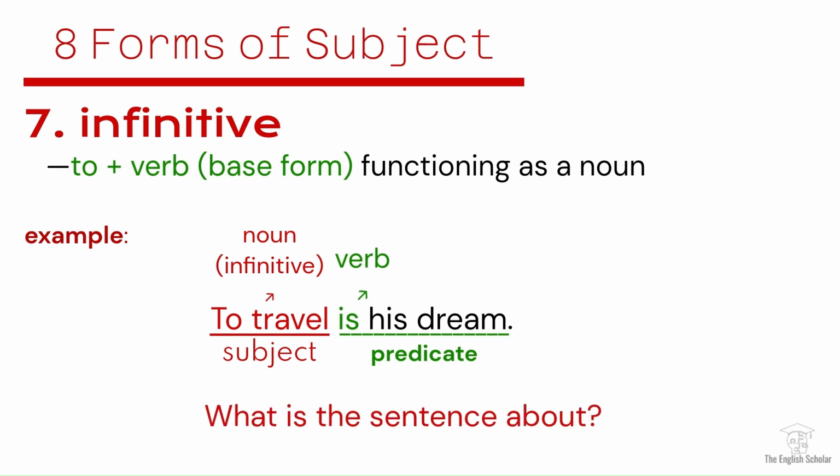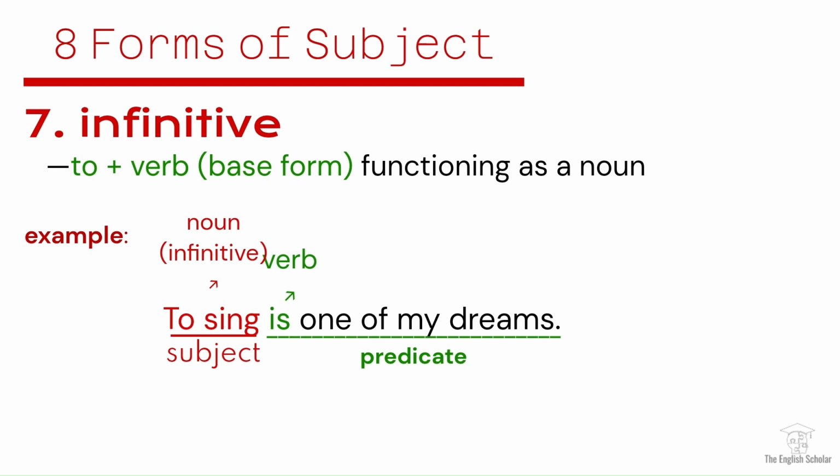this sentence about? To sing is one of my dreams. Here, to sing is an infinitive and serves as the subject. It represents the action or activity of singing, which is my dream. It answers the question, what is the sentence about?